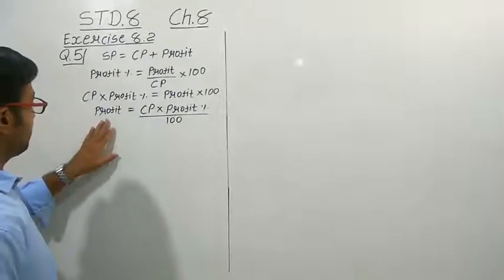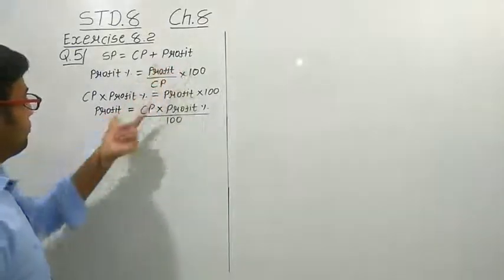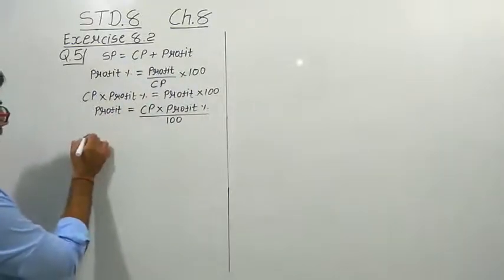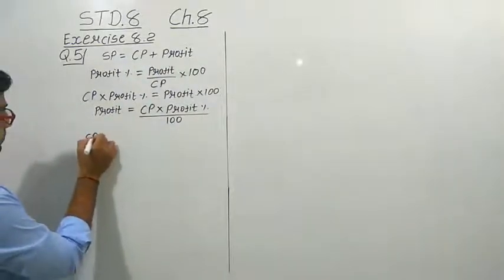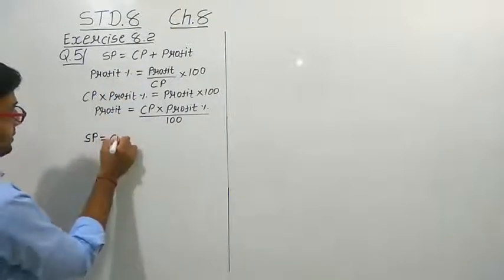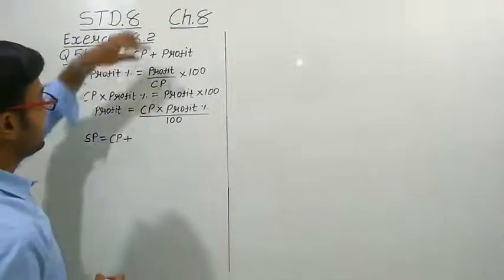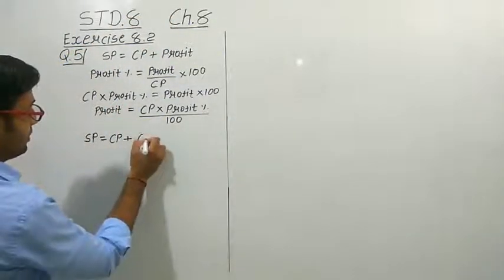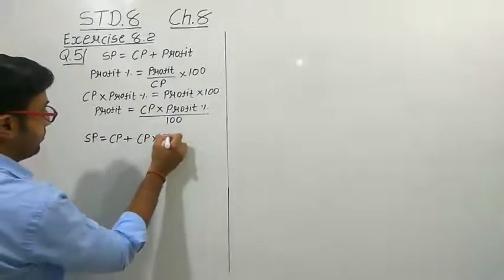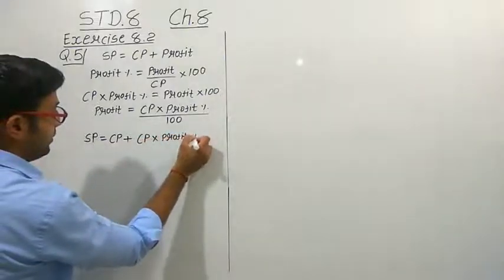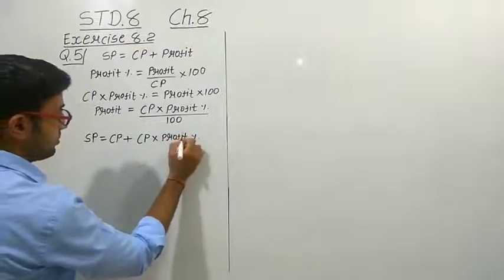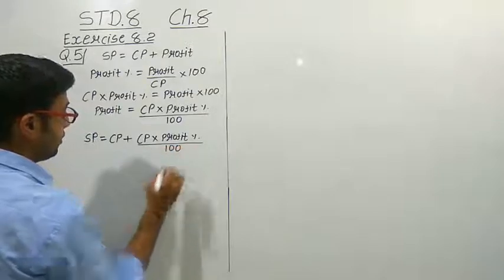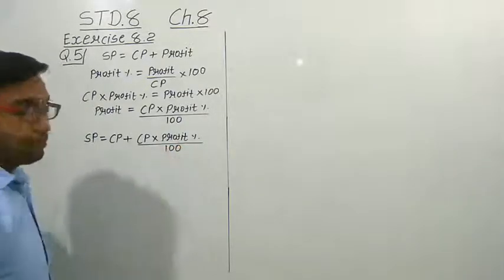Now this profit, whatever we get here, we have to put into the formula of the selling price. So now we can write the selling price: SP is equal to CP, which remains as it is, plus, instead of profit, we put this value: CP into profit percentage upon 100, right? CP into profit percentage upon 100.